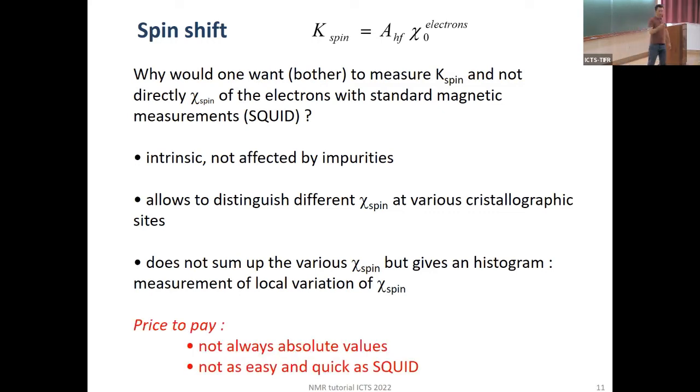So there's a price to pay for that. It is by far not as easy as a SQUID, and it's related to Carlo's question. It's not always easy to have absolute values. Defining your zero susceptibility is not always easy because you have this orbital shift, which is small but finite. And you have this hyperfine constant that multiplies the local susceptibility and that usually you don't know. So you have a quantity that is proportional to the susceptibility, but the proportionality factor, you don't always know it very well.